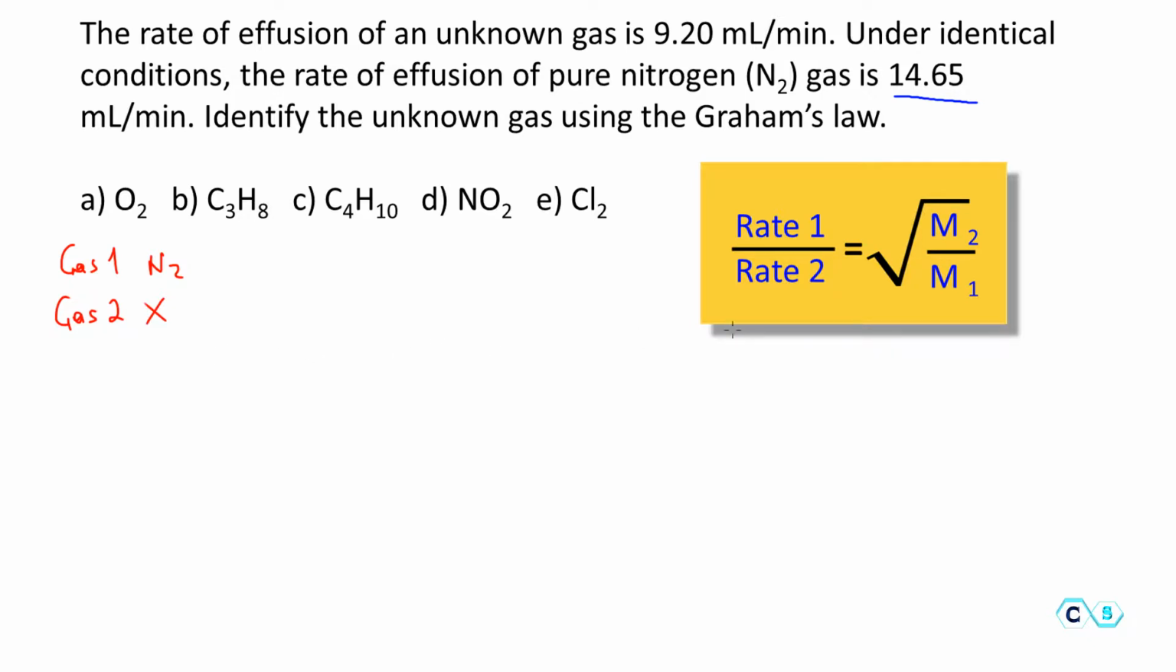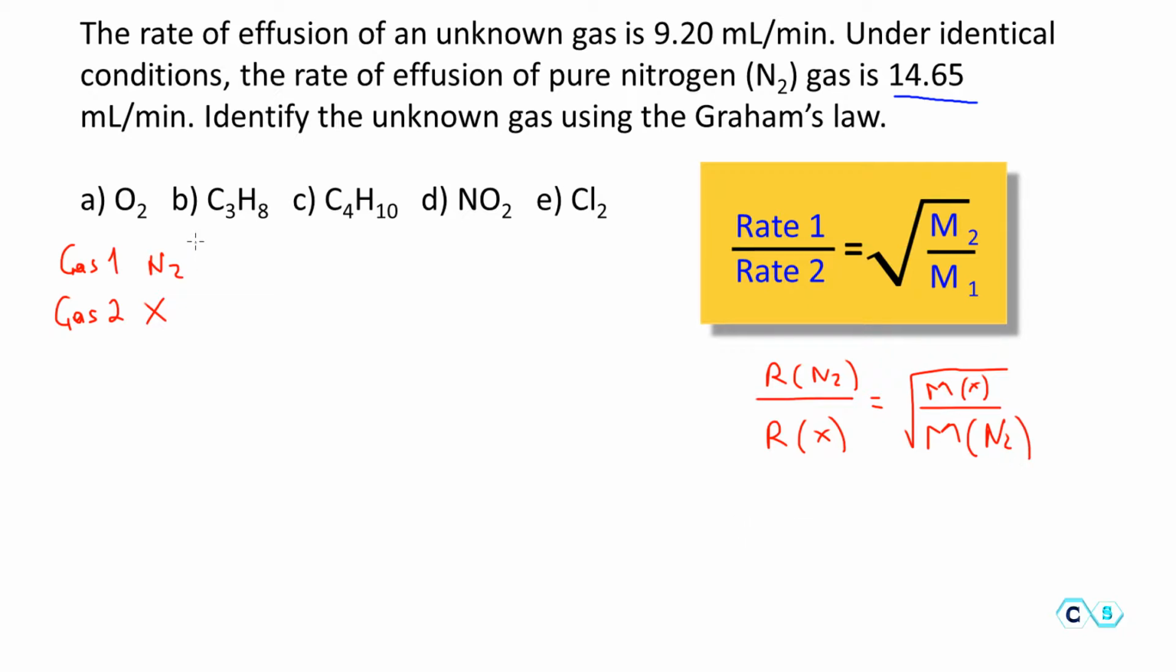If we do that, we can rewrite this equation in a simpler way that will help us avoid any confusion. So the ratio of the rate of the nitrogen over the rate of the unknown gas, where 1 corresponds to the nitrogen, is equal to the square root of the molar mass of the unknown on the top, over the molar mass of the nitrogen gas.